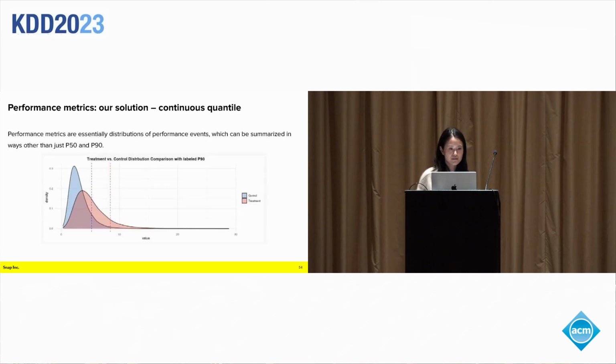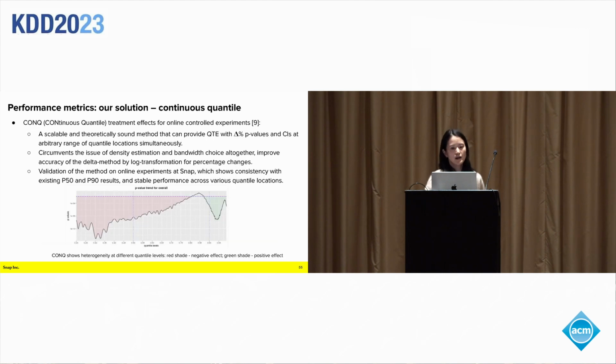So why is that? This is because performance metrics are essentially distributions of performance events, so they can be summarized in many other ways than just P50 and P90.